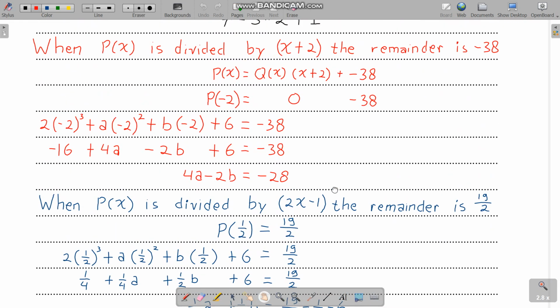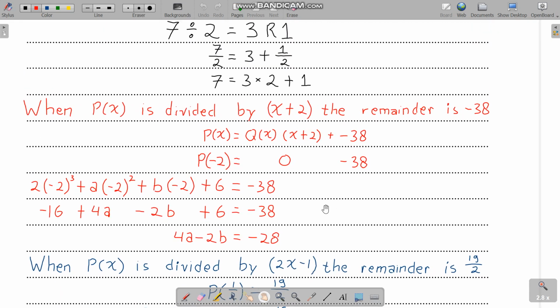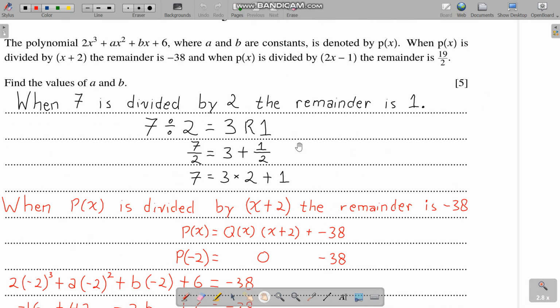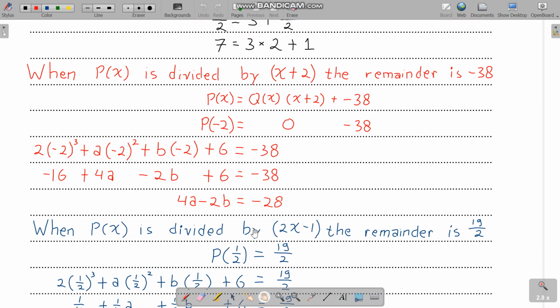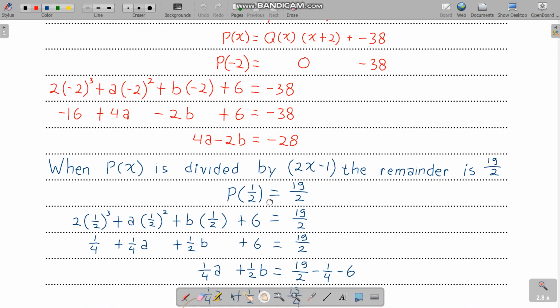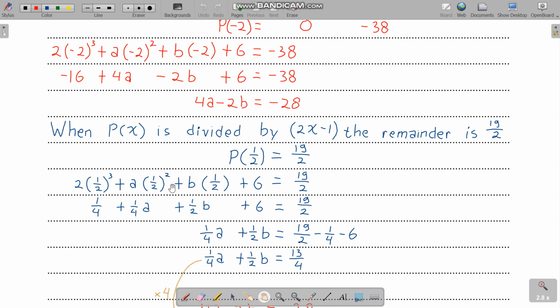And for the second information, here the p of x divided by 2x minus 1, remainder 19 over 2, same concept. So this time we replace the x with 1/2 because that is the 0 of the divisor. If you plug in 1/2, the divisor here becomes 0. So same concept like this. So p of 1/2 means we replace the x with 1/2 in the polynomial.